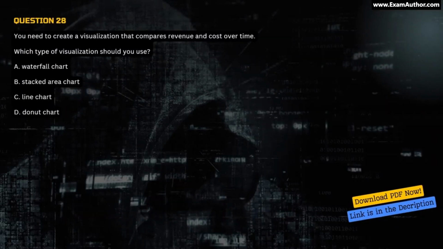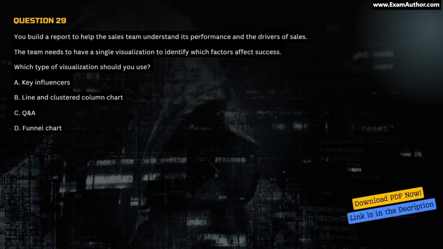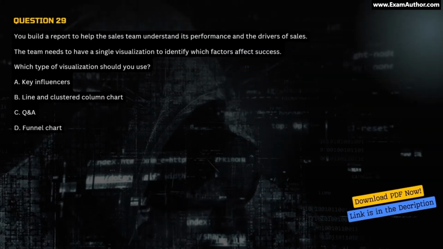Question 28. You need to create a visualization that compares revenue and cost over time. Which type of visualization should you use? A. Waterfall chart. B. Stacked area chart. C. Line chart. D. Donut chart. Correct answer C. Line chart. Explanation. Line charts effectively display trends over time, allowing easy comparison between revenue and cost, helping users understand patterns and changes clearly.